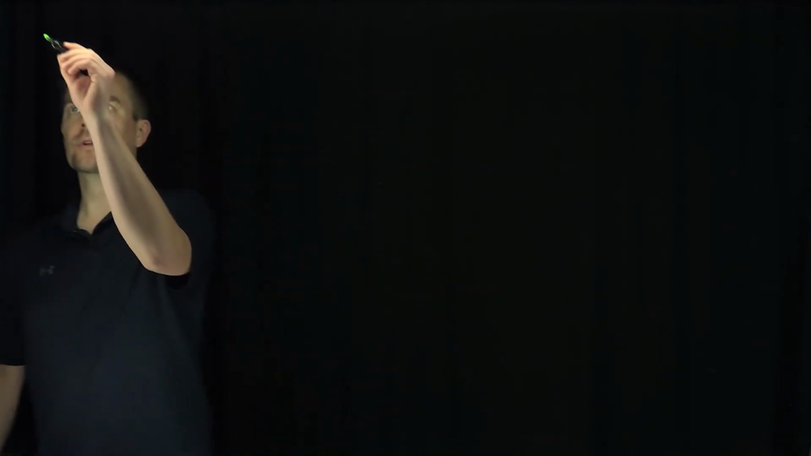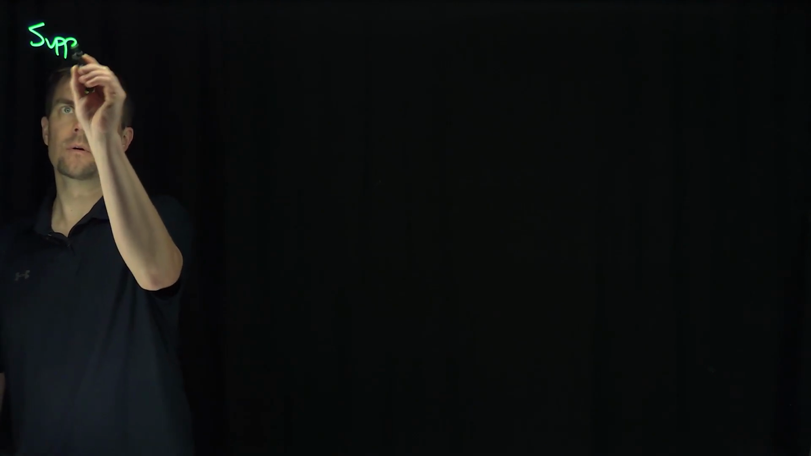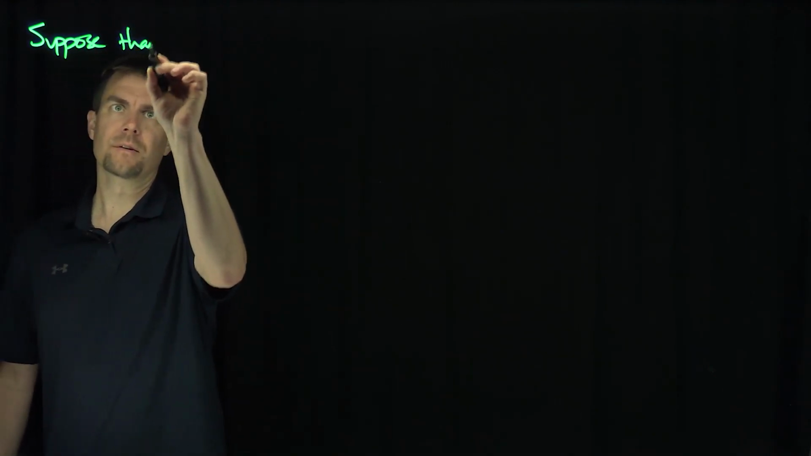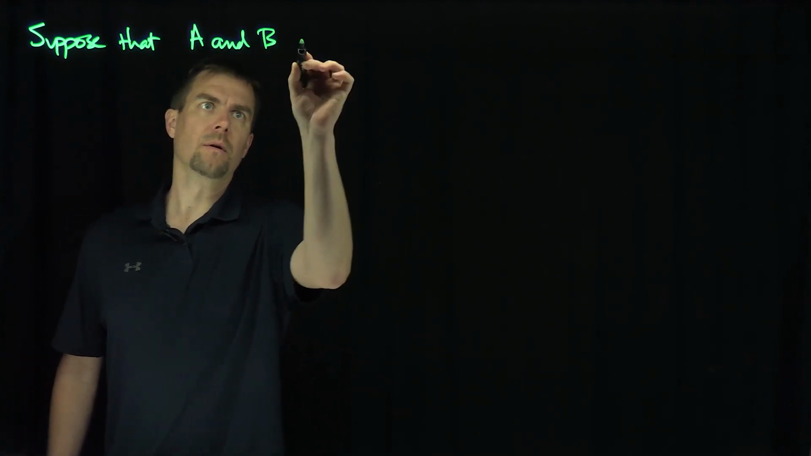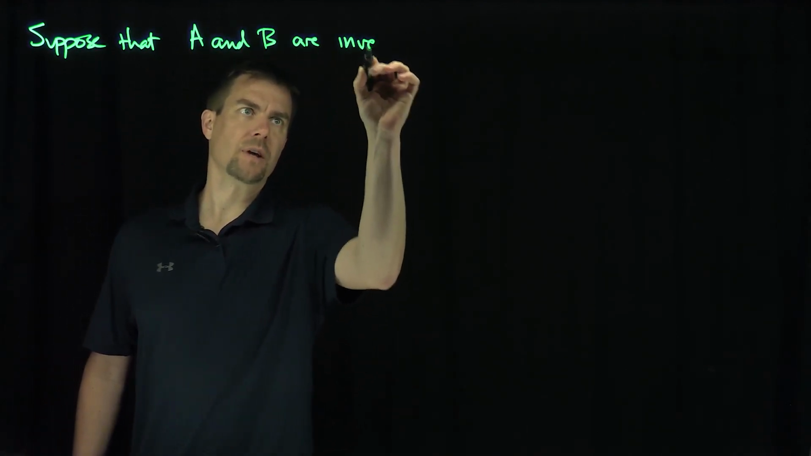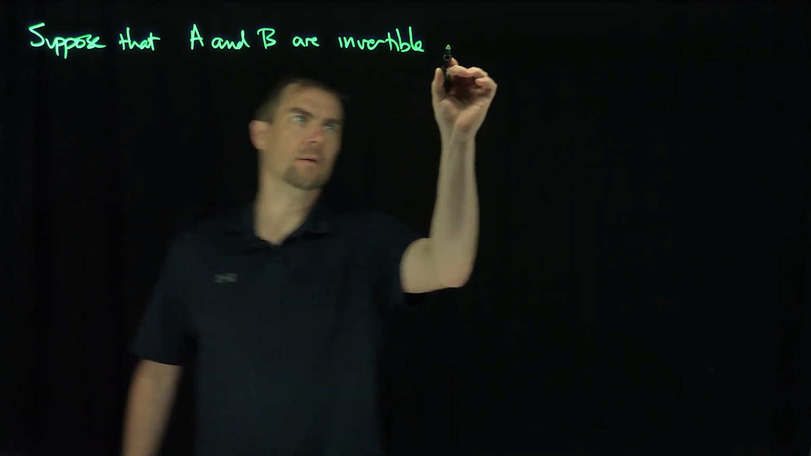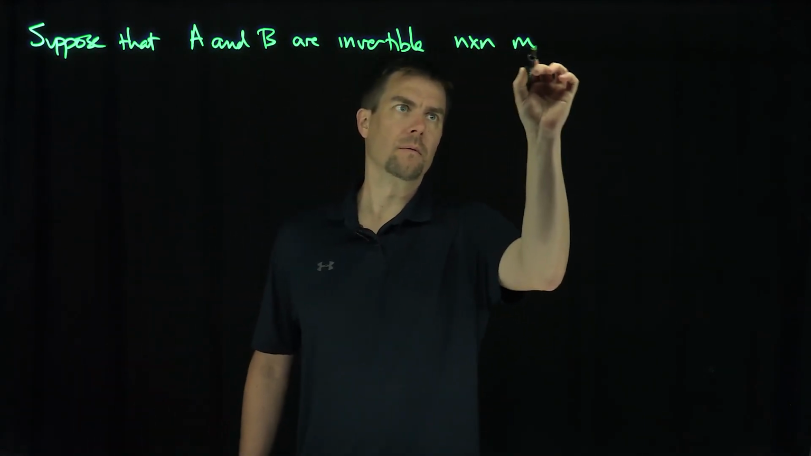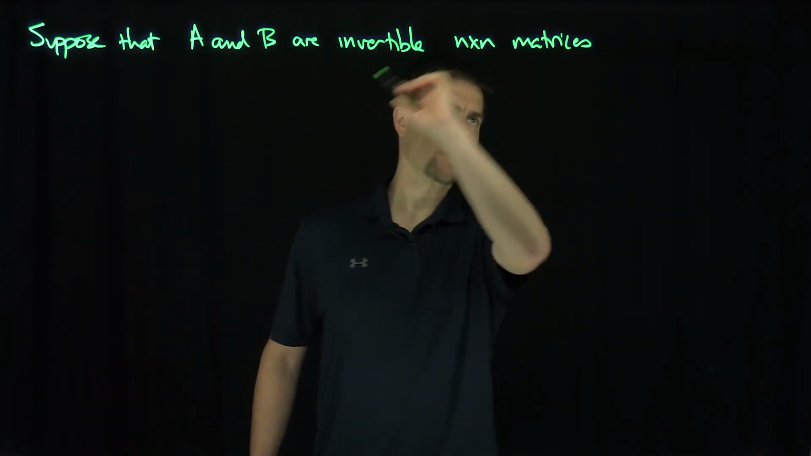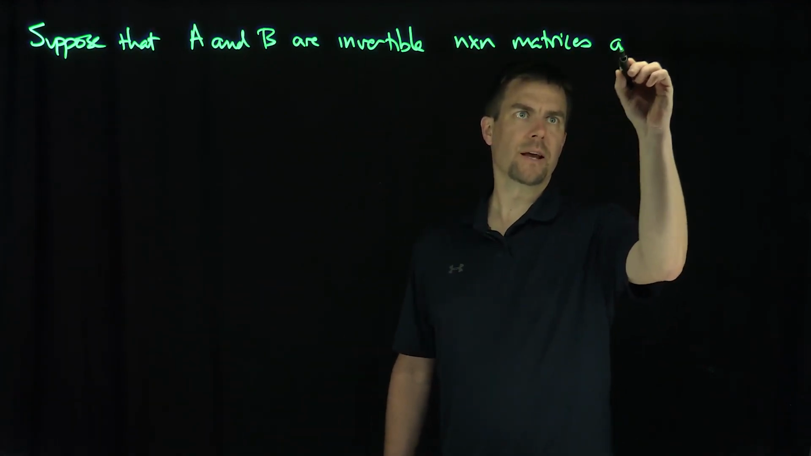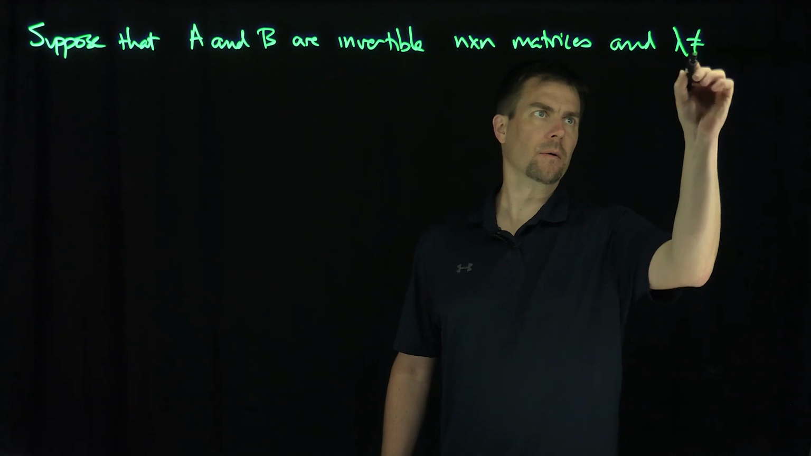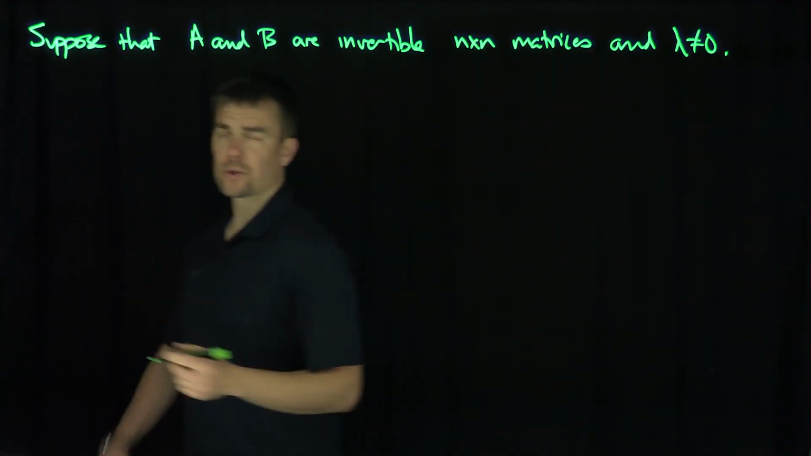Hello students, in this video we'll discuss several of the algebraic properties related to matrix inverses. So let's suppose that A and B are invertible matrices, n by n matrices. Okay. And let's assume lambda is just a non-zero real number. Okay. So here's our first property.